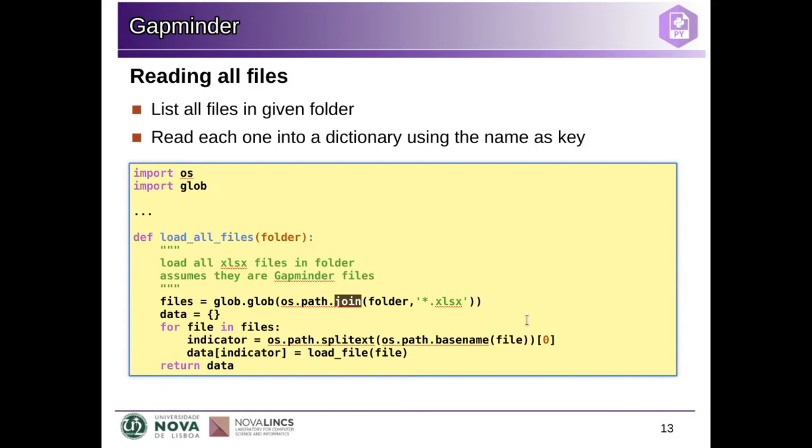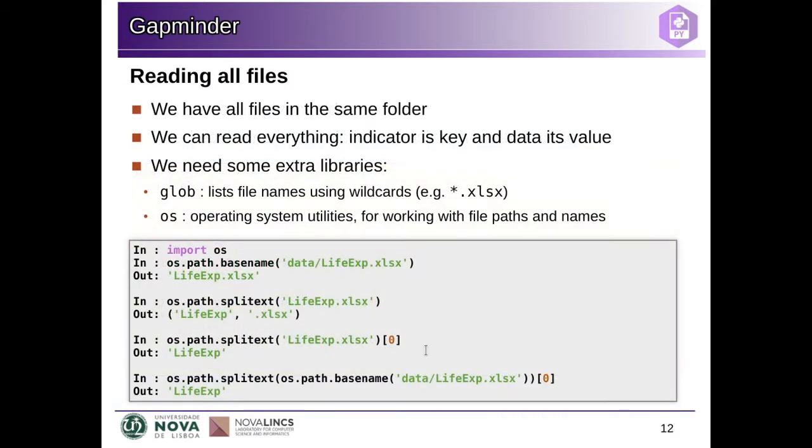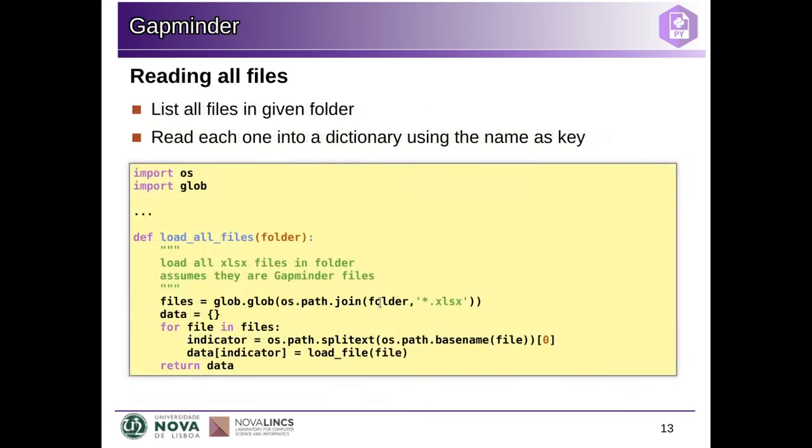The join function from the path module will check what we need to do on the folder name to join the two things together and get a correct path like this. So given the folder that we have, we're going to join to this folder this mask here, this expression that allows us to look for all Excel files. So anything that has this extension.